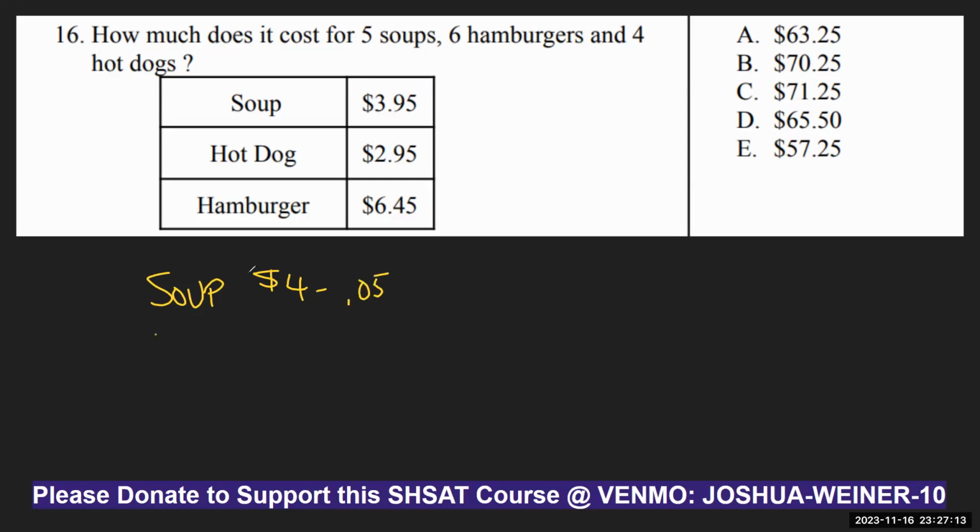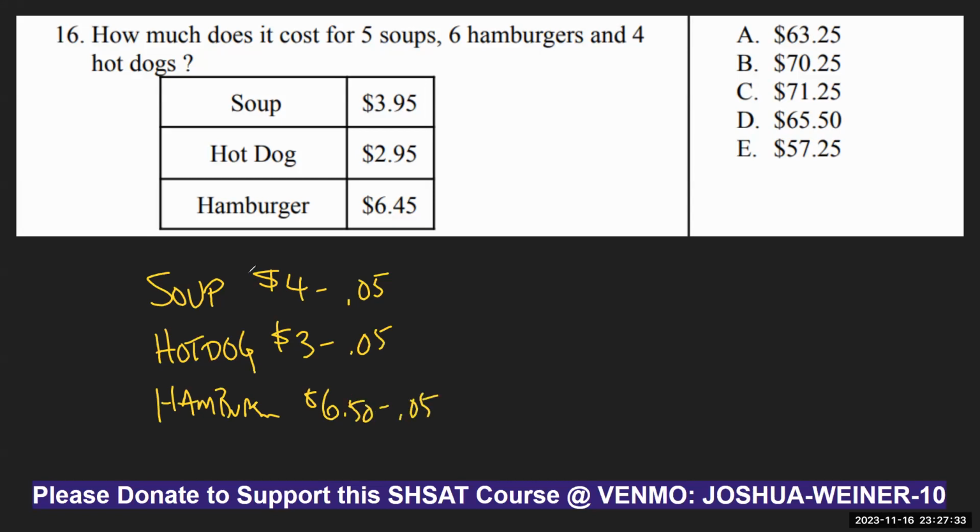A hot dog is $3 minus a nickel, minus 5 cents. And a hamburger is $6.50 minus 5 cents. Okay, so each of these has a certain price. This is what I'm trying to say here. Each of these has a certain price, but then it's subtracting 5 cents from the item. So now let's see how many items we're buying.